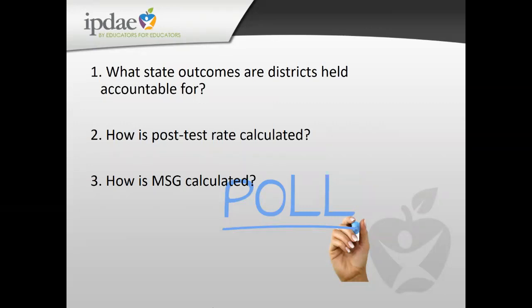Excellent. Okay. And then let's go ahead and release poll question number 3. And that is, how is MSG calculated? Okay, let's just pull up the results. And so the correct response here would have been B, that it's 1 LCP per student per WIOA year divided by the total number of students enrolled for that program.